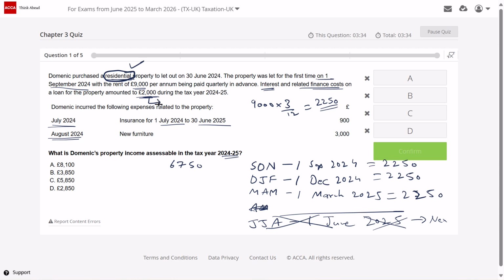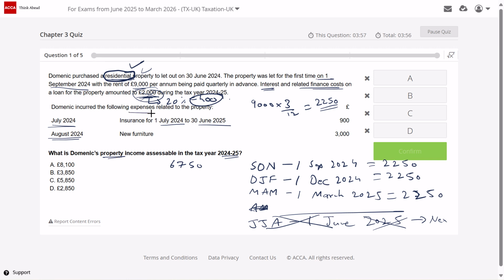So basic rate is 20%. So 2000 into 20%, that is 400. This 400 will be deducted from my income tax liability. So in my property income assessment, there won't be any impact of this finance cost since this is a residential property. So I will simply ignore this as I need to compute the property income.